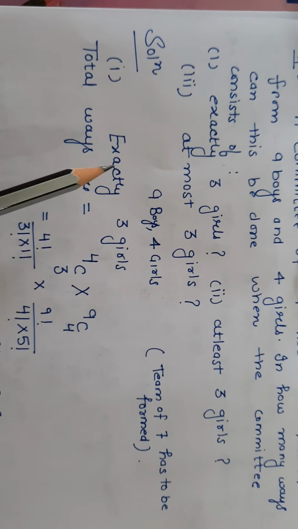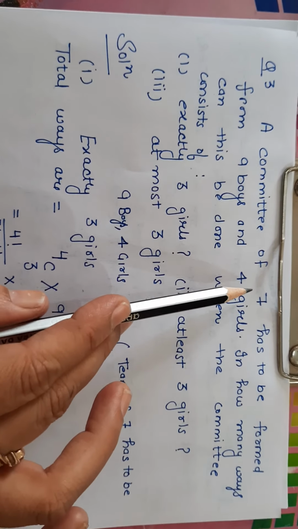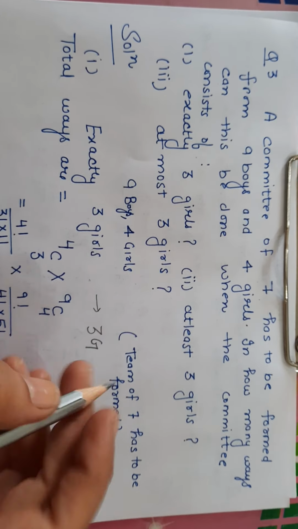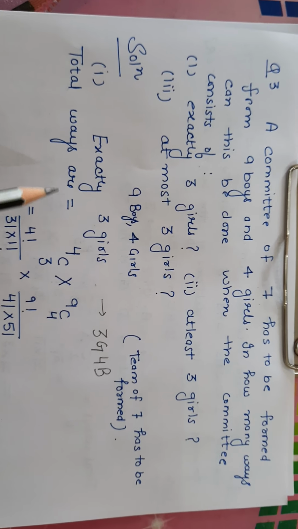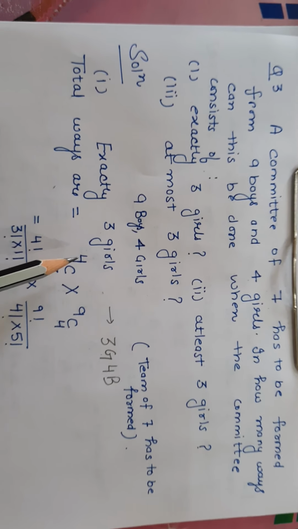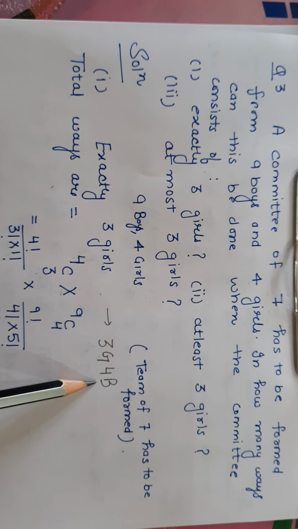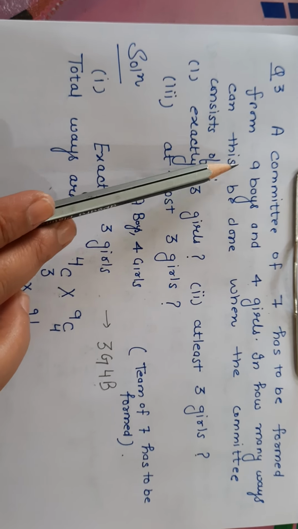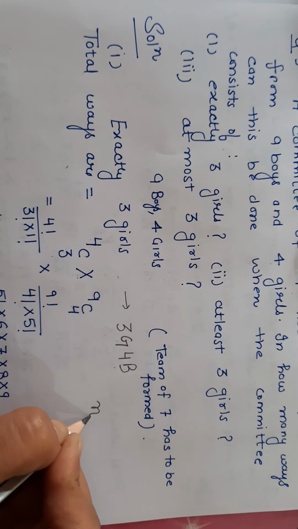The first part, exactly 3 girls. That means the number of girls is 3. Now you have to form a team of 7. 3 girls, that means boys will be 4. So the total ways are, from 4 girls you have to select 3. So this is 4C3, and means multiplication. You have to select 4 boys. The total boys are 9. So this is 9C4. Apply the formula of combination.